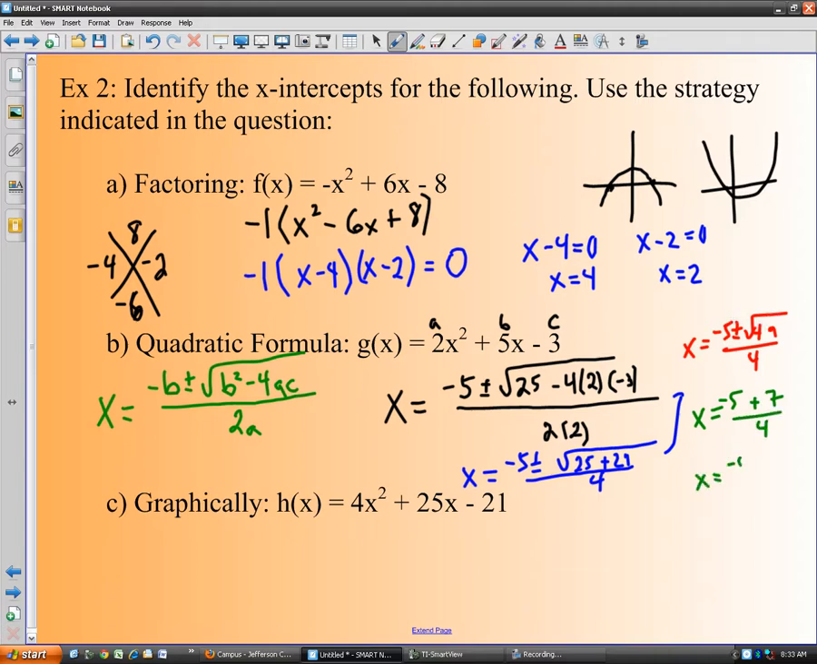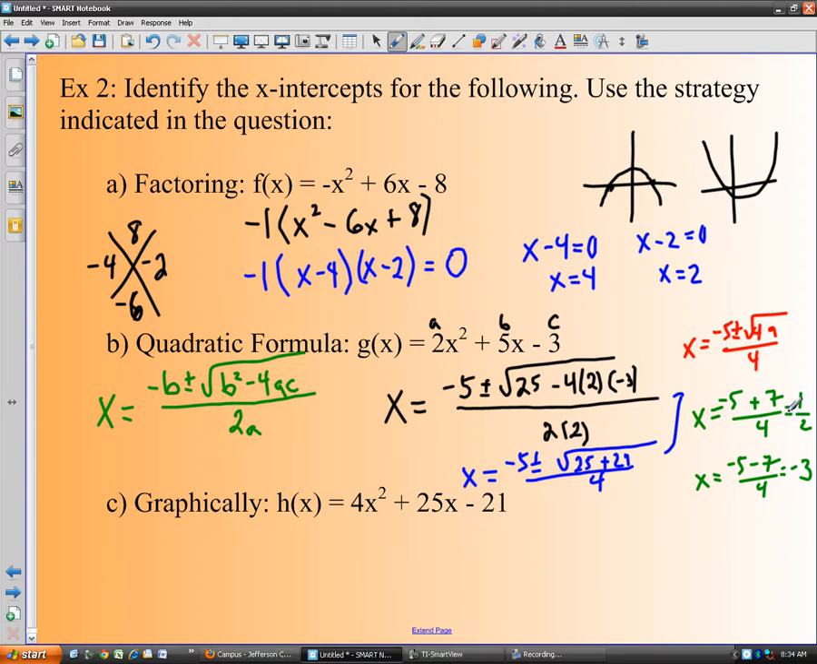Well, negative 5 plus 7 is 2 over 4, which will give me a half. So there's one x value. And the other one is negative 12 over 4, which will give me negative 3. So those are the two places where the graph is crossing the x-axis.